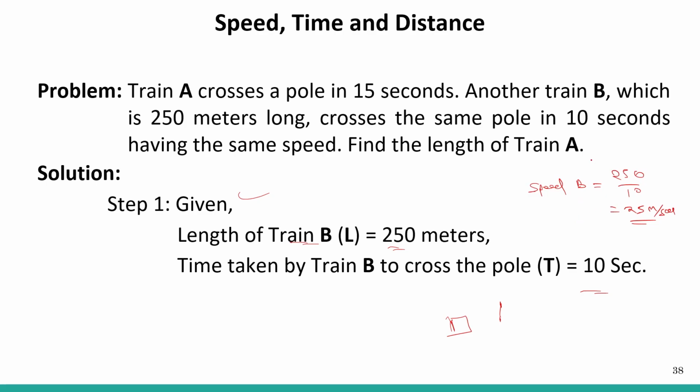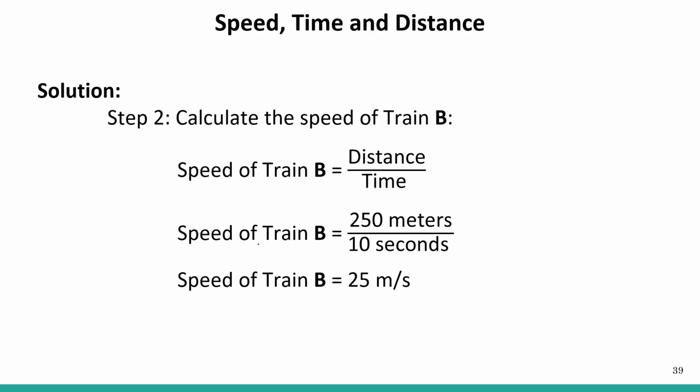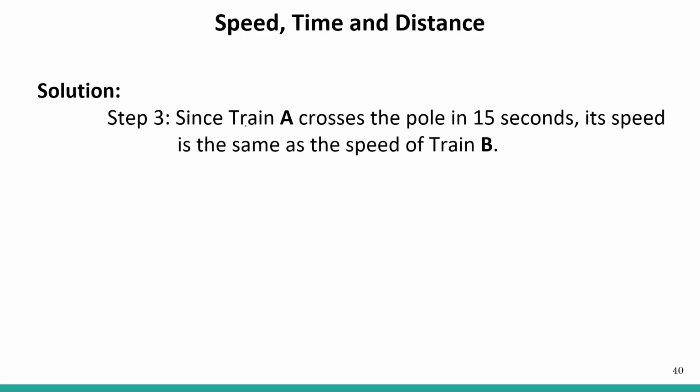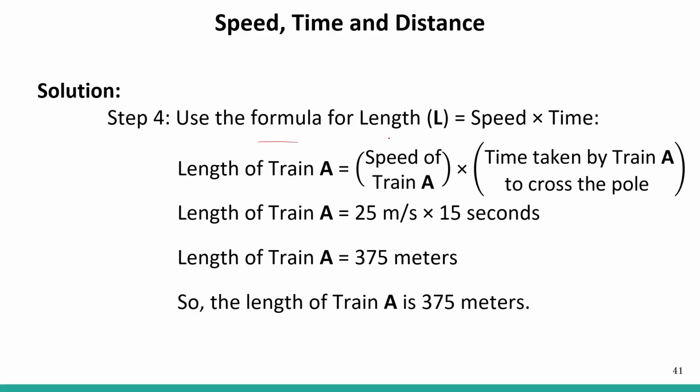So it tells us that train A crosses the pole in 15 seconds. If it crosses it in 15 seconds, then find the length of train A. So the speed of train B will be 25 meters per second. Since train A has the same speed as train B, use the formula for length L: speed into time. Length of train A is equal to speed of train A into the time taken by train A to cross the pole.